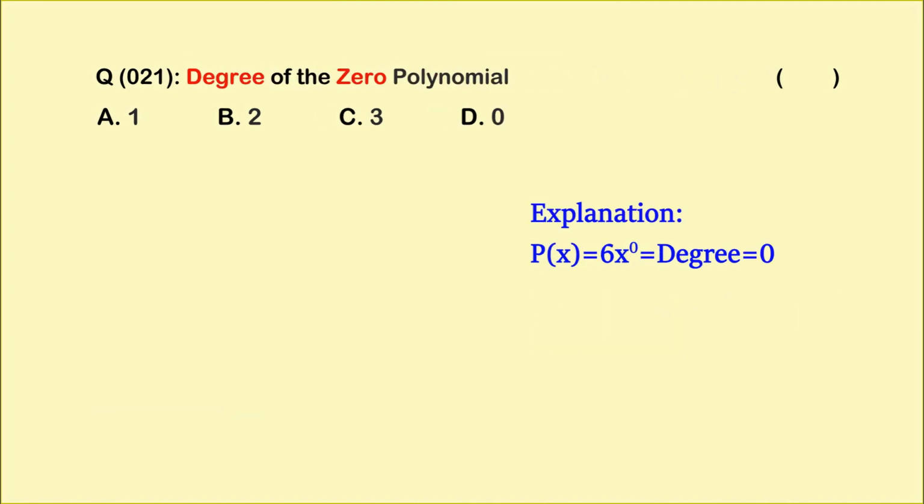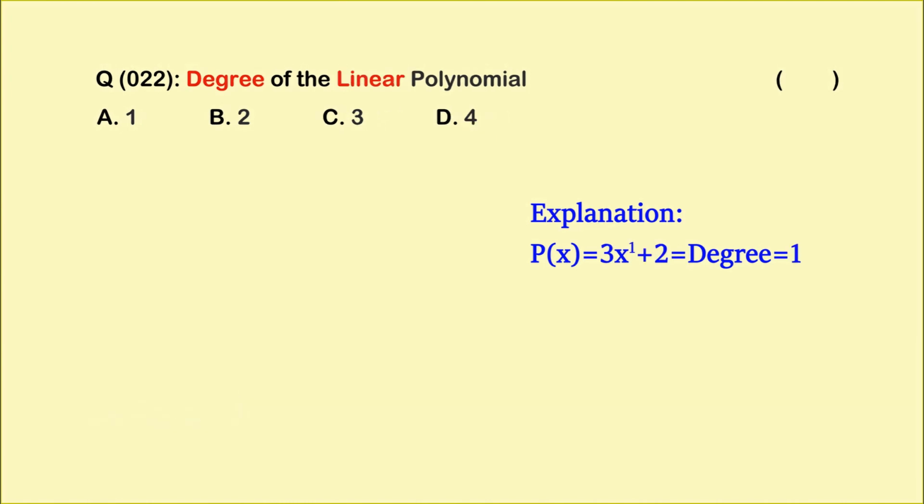Question number 21. Degree of the zero polynomial. As you know, zero polynomial contains degree as 0. So the right answer is D. Question number 22. Degree of the linear polynomial. So you can see the example of linear polynomial 3x to the power of 1 plus 2. It has degree 1. So the right answer is A.